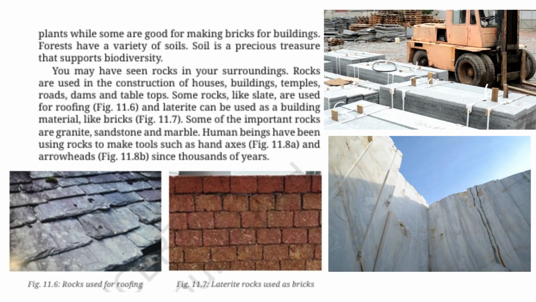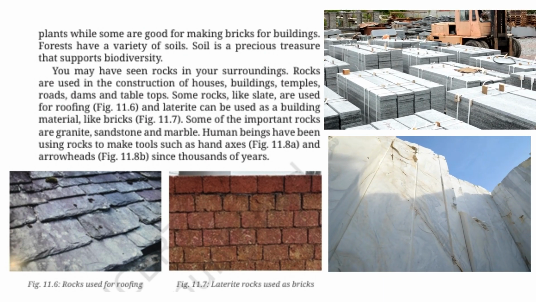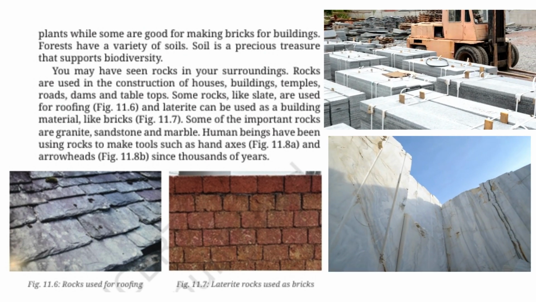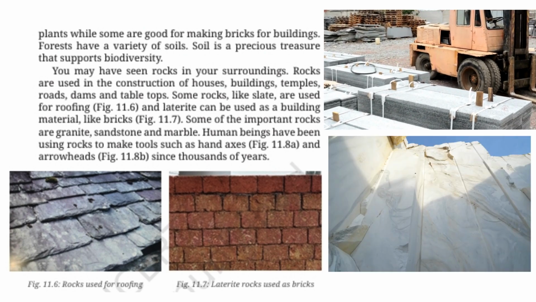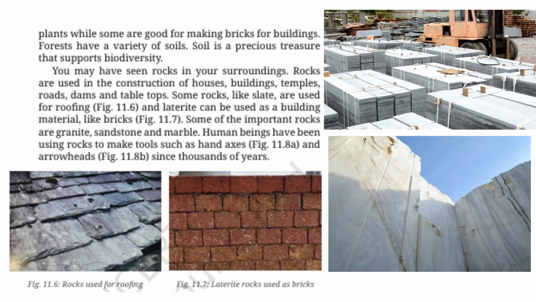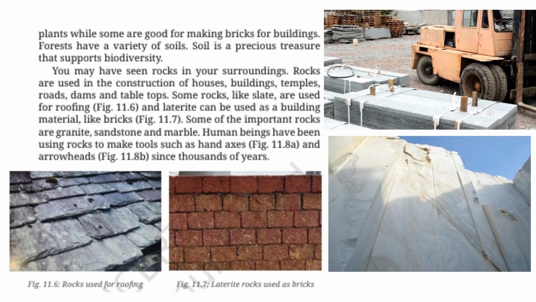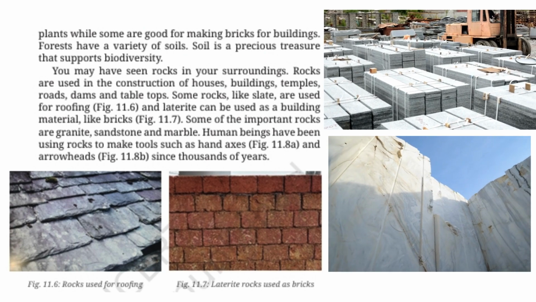So how is soil formed? Soil is formed by the breakdown of rocks into smaller pieces and minerals by wind, water and climate. This is a very slow process that takes place over time. Forests have a variety of soil. Soil is a precious treasure that supports biodiversity.